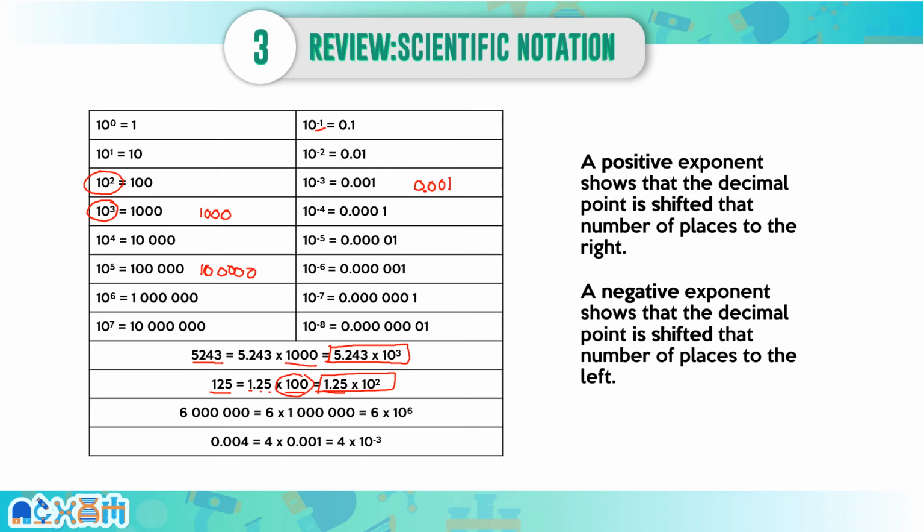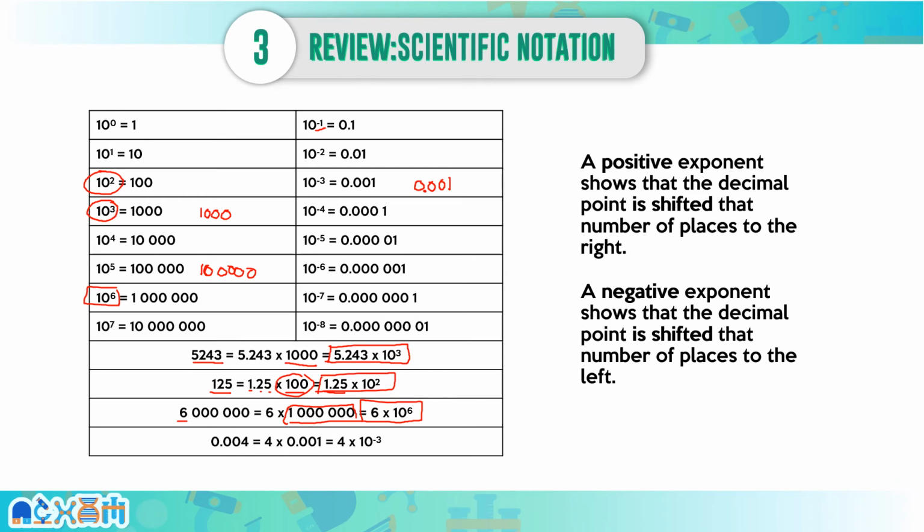If you have, for example, 6 million, 6 million simply means that you have a value of 6 multiplied by a million. And again, according to our table, 1 million simply means you have 1 followed by 6 zeros. So that's 6 times 10 to the 6th.